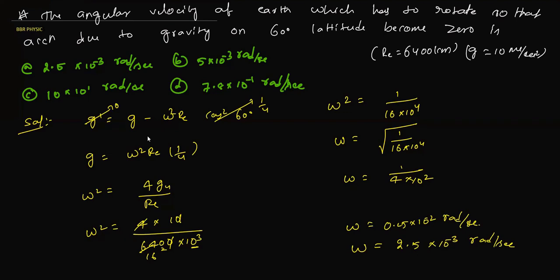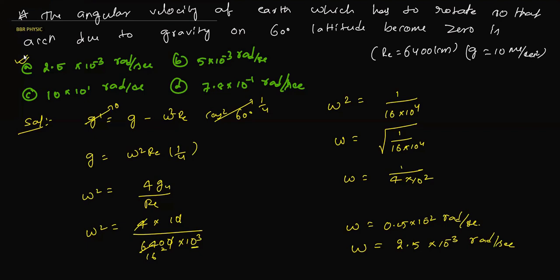Listen once again: g dash equals g minus omega square RE cos square 60. In the question they mentioned the angle is 60. Cos 60 is 1 by 2, cos square 60 is 1 by 4. If I send this g across, the minus minus gets cancelled, so g equals omega square RE by 4. Omega square equals 4g by RE, which is 4 into 10 over 6,400 kilometers. 64 divided by 4 is 16, they get cancelled, the zeros get cancelled, and 10 power 4 remains. The square root of 16 is 4, and the square root of 10 power 4 is 10 raised to 2. When 10 raised to 2 comes to the numerator it becomes 10 raised to minus 2, and 1 by 4 is 0.25. Shifting one zero makes the negative power increase, so omega is 2.5 into 10 raised to minus 3 rad per second. If you observe the answers, option A is correct for this question.